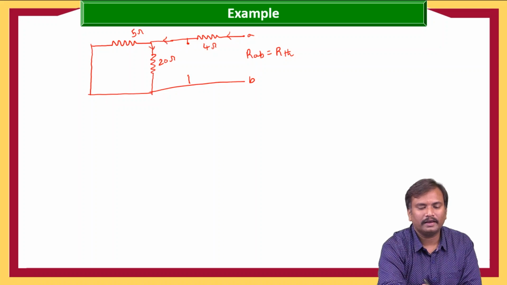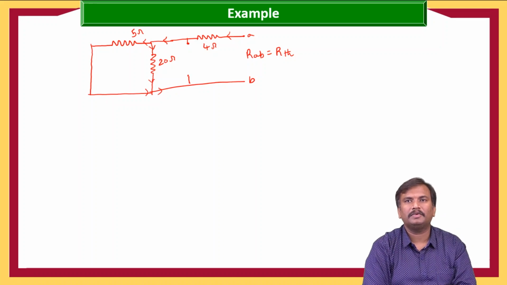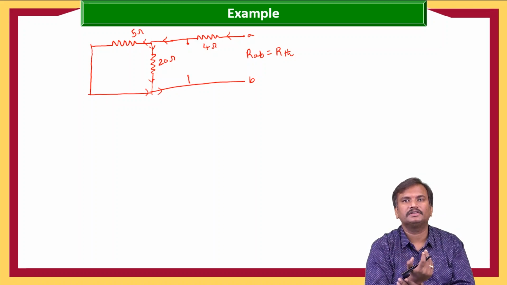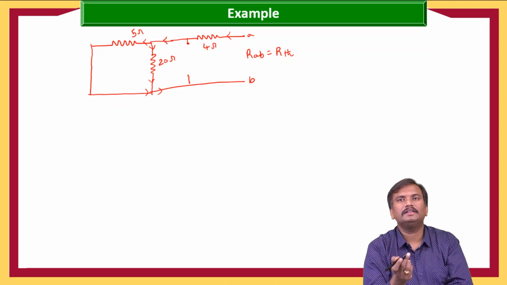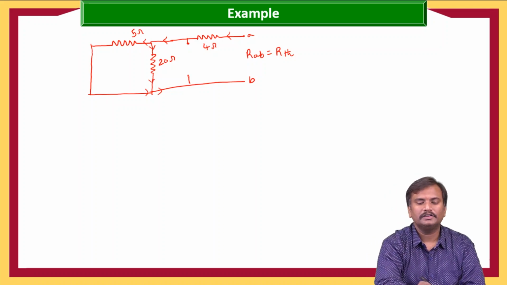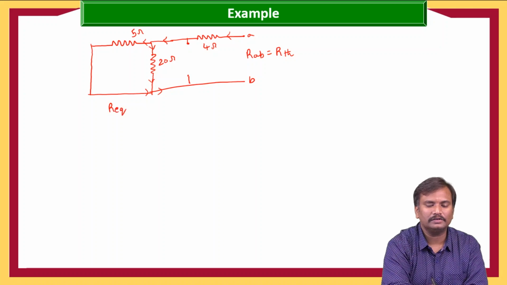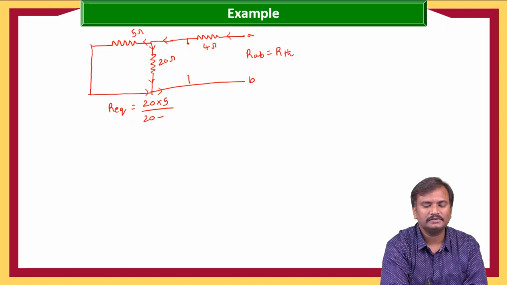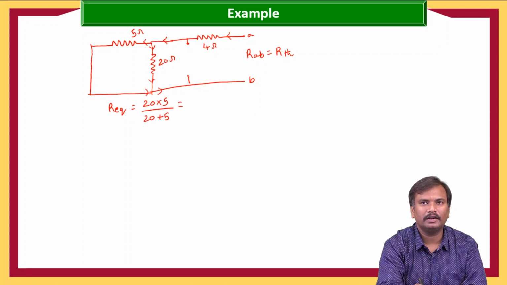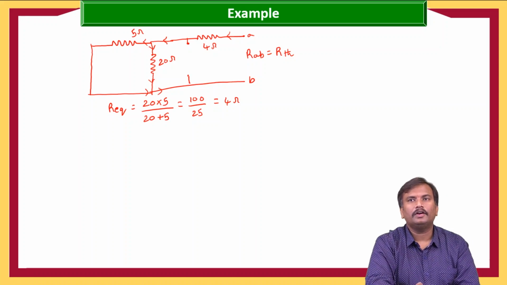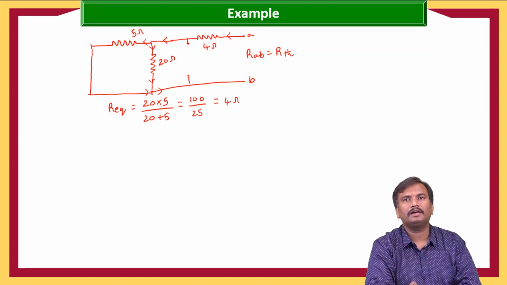The current is dividing, and the same current is leaving the other terminals of the parallel branches. So we can say that these two are in parallel. So the R equivalent is equal to 20 into 5 by 20 plus 5, which is 100 by 25, which is equal to 4 ohms. Now we got the R equivalent between the parallel branches as 4 ohms.